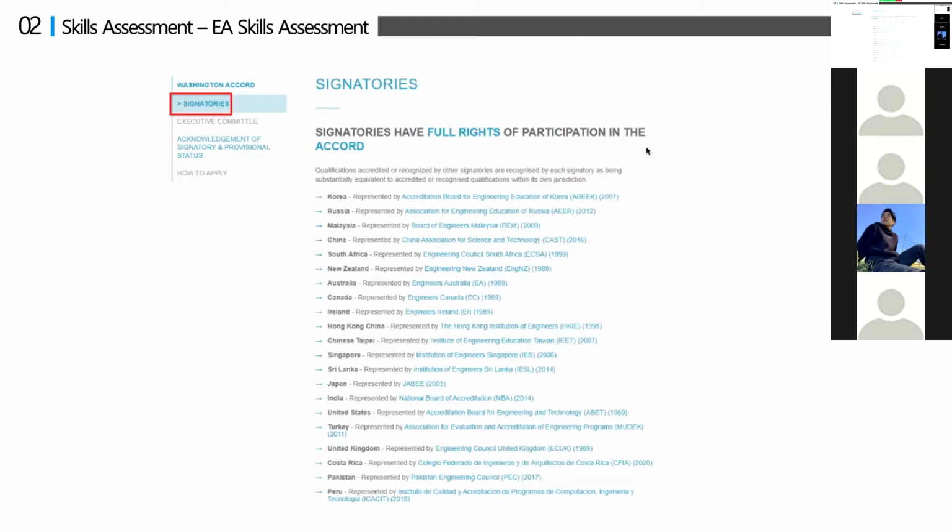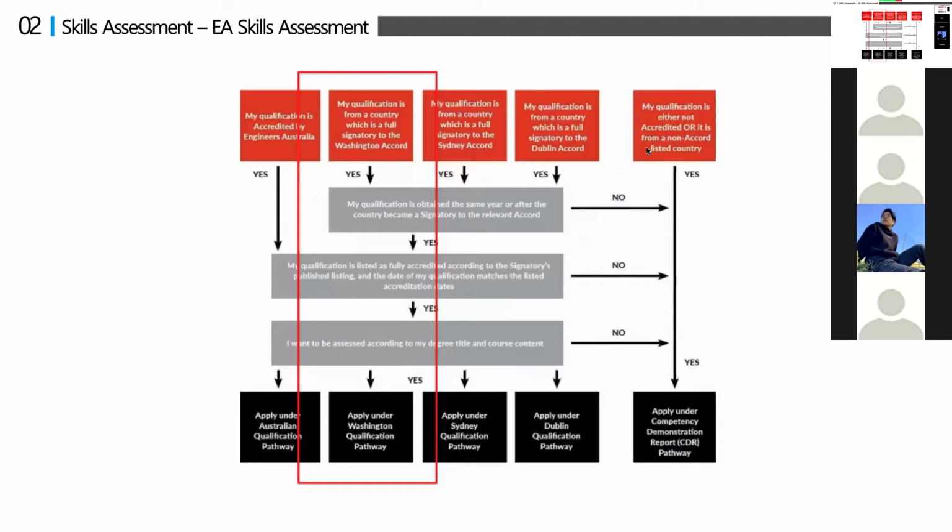Okay, so the next slide. If we find that your course, your qualification, and your major are accredited by the Washington Accord, then we can simply use the Washington Accord stream on the EA skill assessment. The process is not complicated, and you can simply apply for the skill assessment based on your study. Then you will get a positive outcome as well.